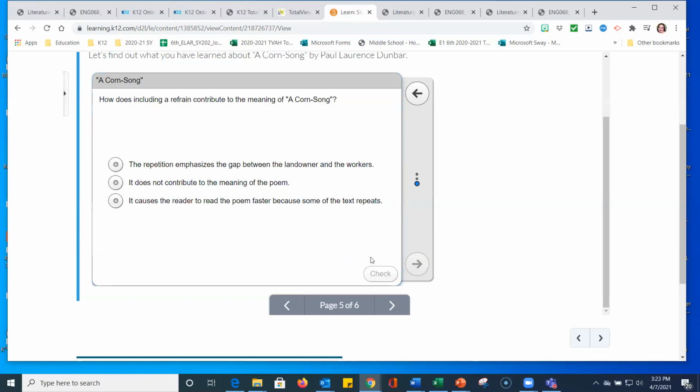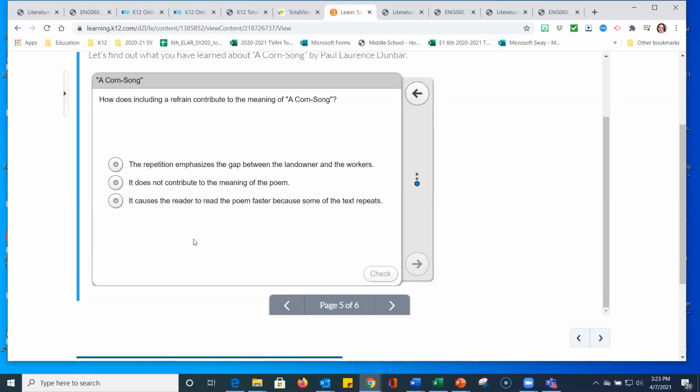Question 3. How does including a refrain contribute to the meaning of a corn song? A, the repetition emphasizes the gap between the landowner and the workers. B, it does not contribute to the meaning of the poem. C, it causes the reader to read the poem faster because some of the text repeats.